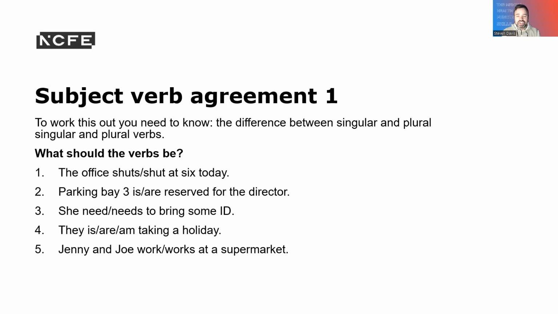So what should the verb be? The office shuts or shut at 6 today. So you can hear it, can't you? The office shuts at 6 today. We would never say the office shut at 6 today. Good. Parking Bay 3 is reserved for the directors, or Parking Bay 3 are reserved for the directors. So again, you can hear it, can't you? Are just doesn't sound right. Parking Bay 3 is reserved for the directors.